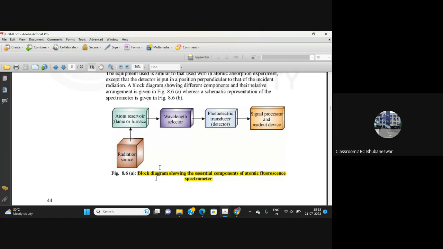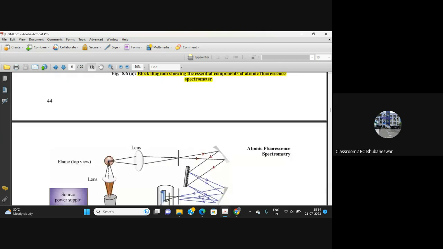So this is the block diagram where you have the radiation source, then the atom reservoir, like a flame or a furnace, where atomization is getting done. Then the wavelength selector, where you can put a filter or monochromator depending on the radiation you want. Then the detector, which will detect the radiation, then the signal processor, which will amplify the signal, and your readout device, the output. This is the general block diagram.